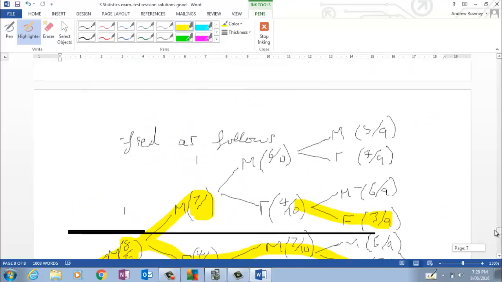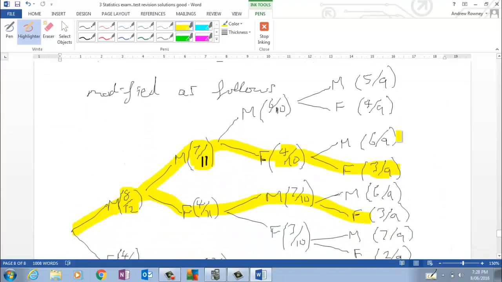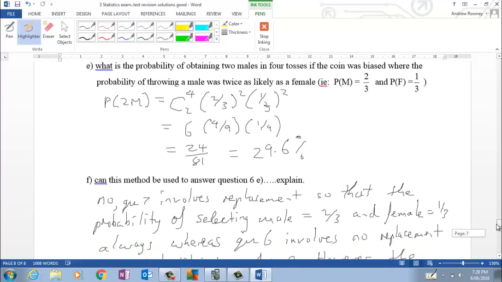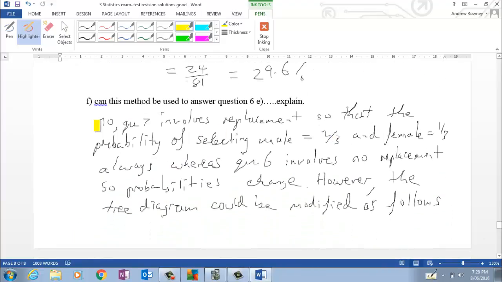Now that's extension, that one there. I wouldn't expect you to know that at this year level, but we'll be doing that next year, and it just answers the question rather than just finishing off by saying, can this method be used, and saying no. Well, I was just showing that a tree diagram can actually answer the question, but you'd expect to stop here at a year 11 level.